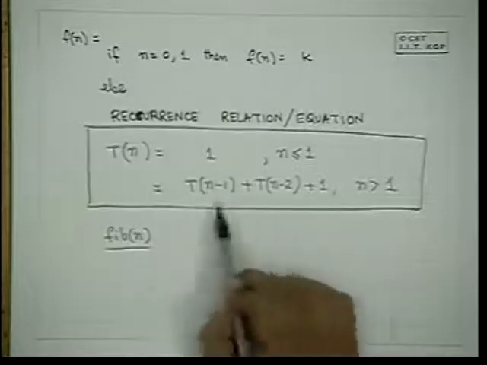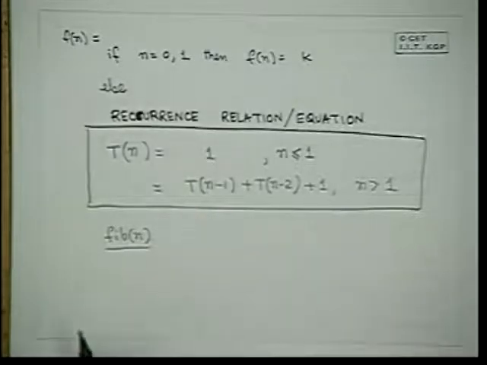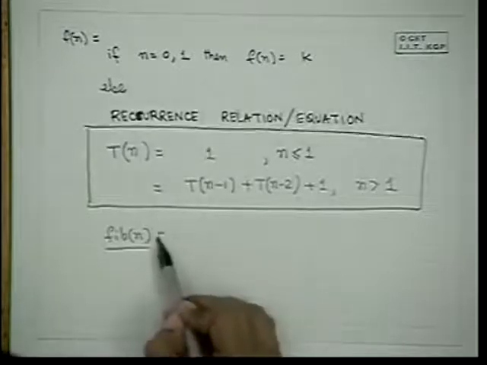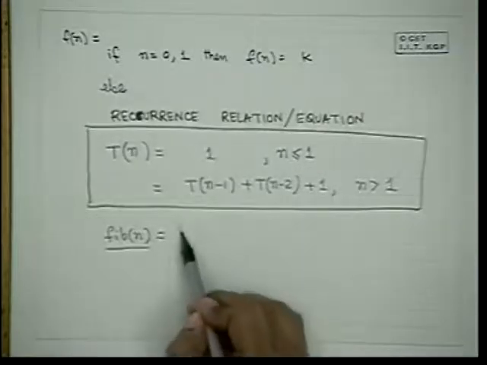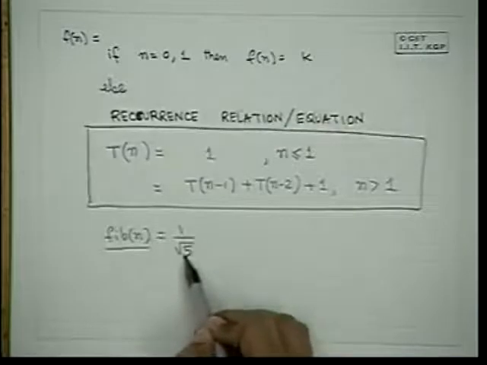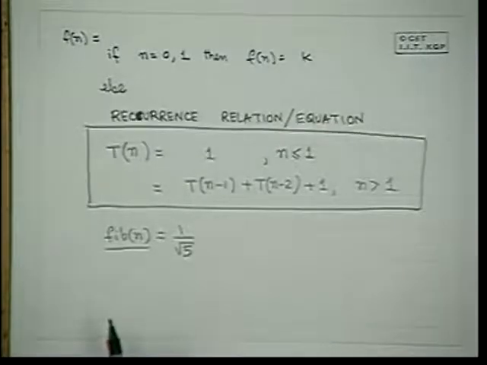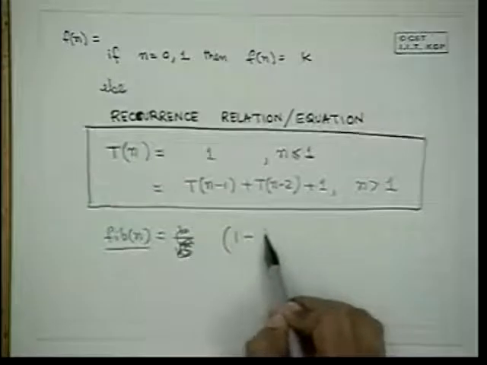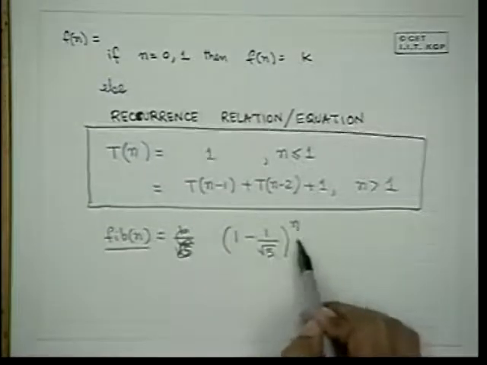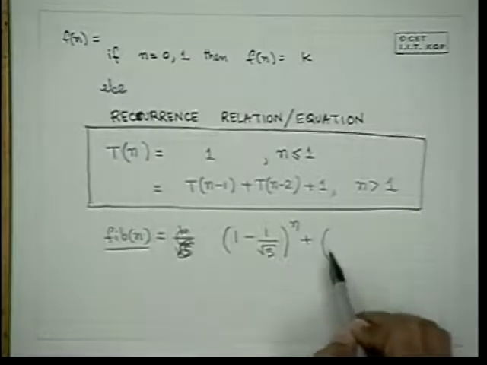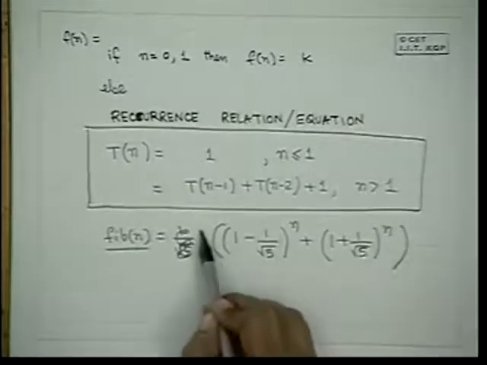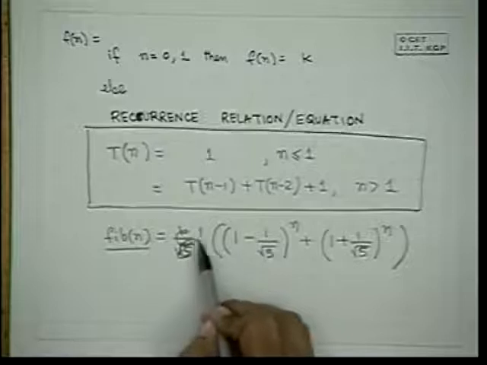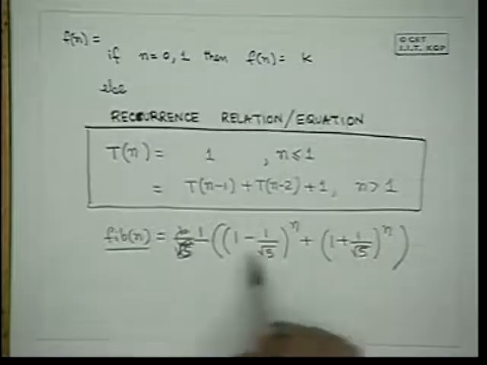See, it looks very similar to Fibonacci numbers itself. By the way, do you know what is the value of Fib n? 1 by root 5, 1 minus 1 by root 5 to the power n, plus 1 plus 1 by root 5 to the power n, the whole thing times 1 by 2 root 5 or something like that. It is something like, it's called a golden number.